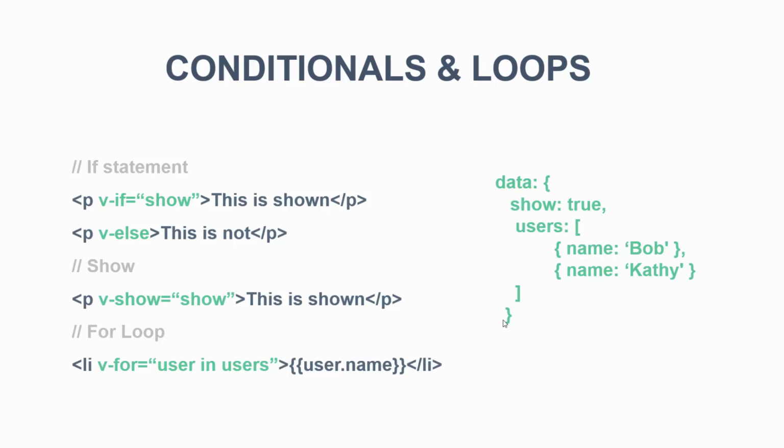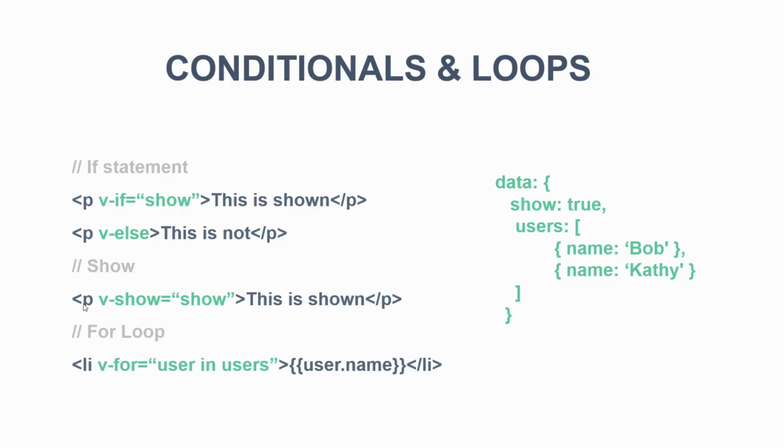We can also have conditionals and loops. So over here we have our data, and we have this show value set to true, and then we have users, which is an array of user objects. So over here we're saying in our paragraph tag, we're using the v-if directive. We're saying if show, so you can see it's true, then this will be shown. We can also have else, so v-else, this is not. So if I set this value to false, then this would show because it's false.